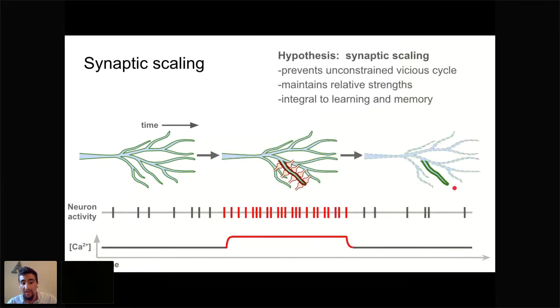But this begs the question, how does it work? How can a large dendritic tree with many branches all coordinate to reduce synaptic strengths equally?